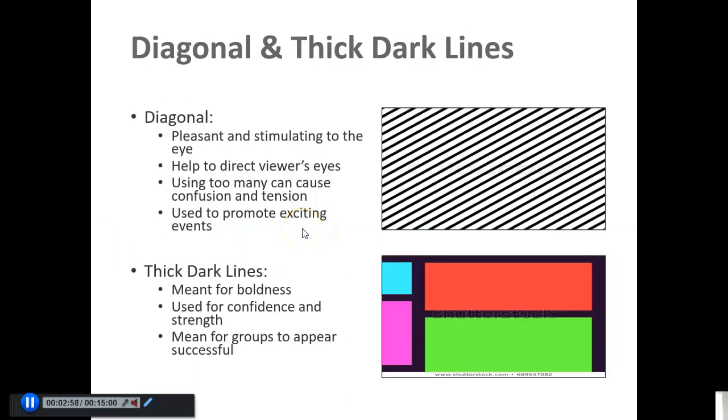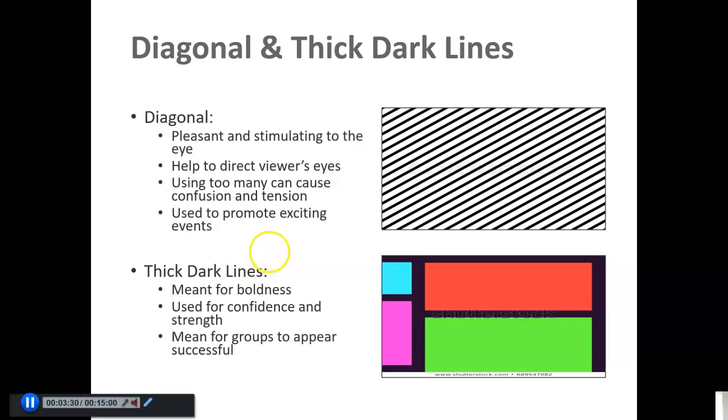Now there are diagonal lines. Diagonal lines tend to be pleasant and stimulating to the eye. They help direct the viewer's eyes. Using too many can cause confusion and tension, and they're used to promote exciting events. You tend to see diagonal lines used for directional visuals. They direct the flow of movement, and they can be aesthetically pleasing to look at. But if you look too close, or if there's a lot in the image, like this image, it can be a little overwhelming on your eyes.